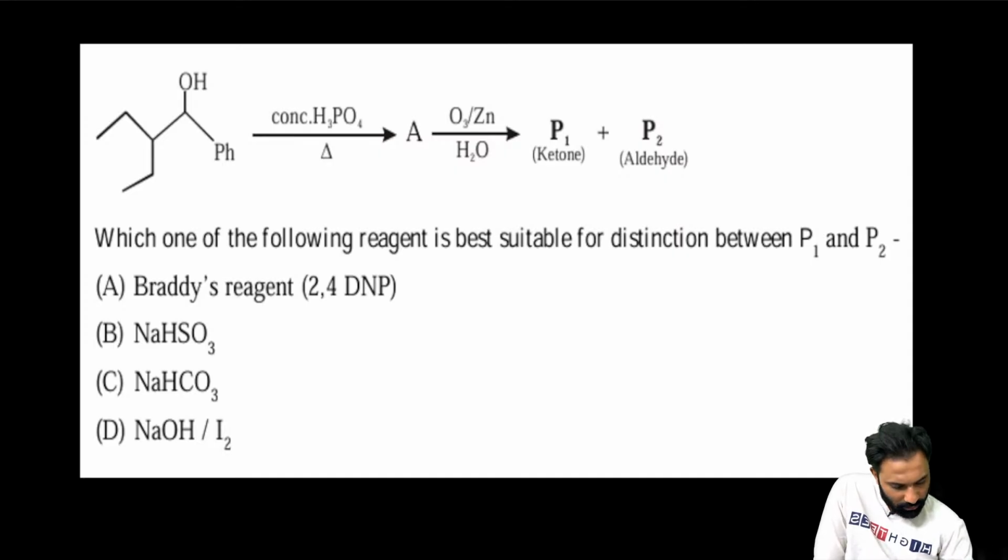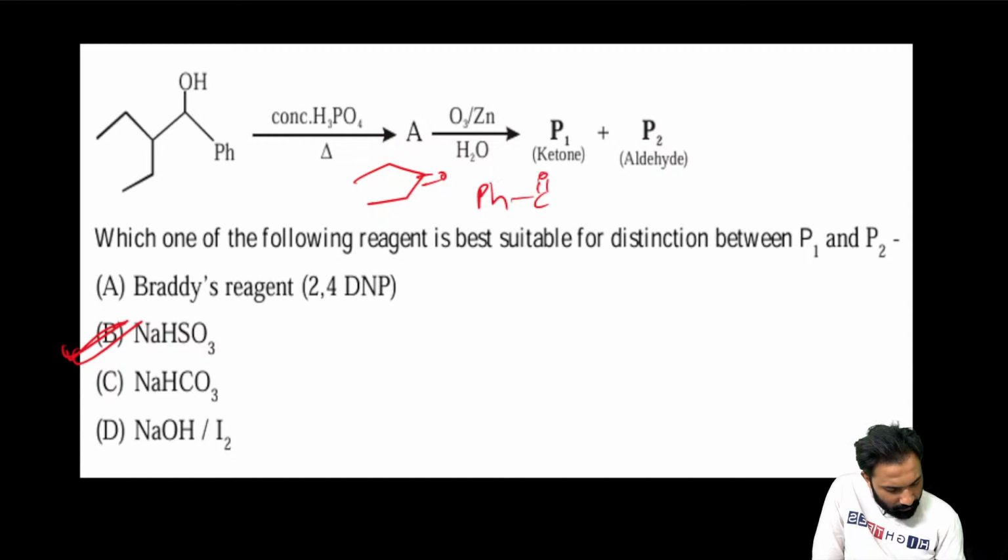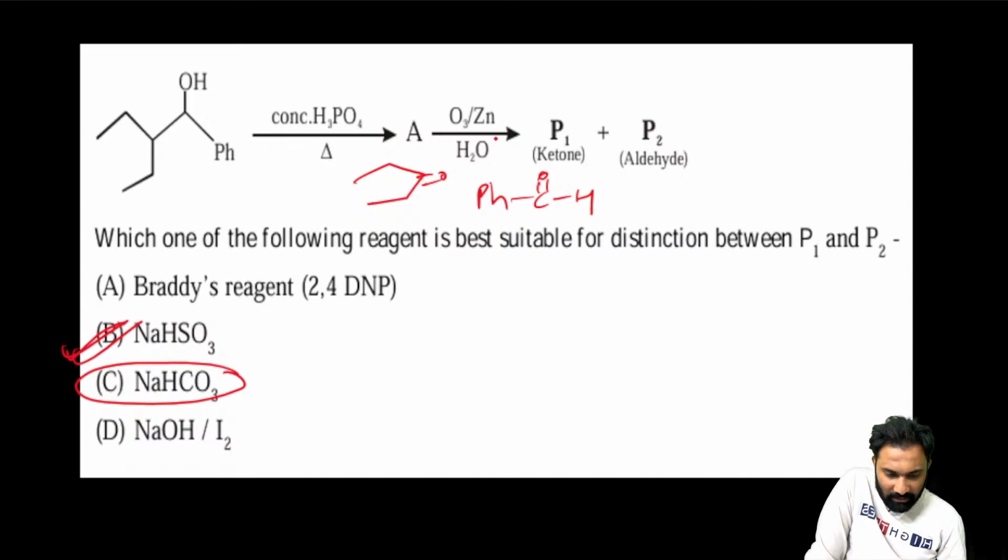Bisulfite. Yes, good. Answer is bisulfite. Now, here the A, it will give you the ketone, and the other will be the aldehyde. Upon the ozonolysis, one will give you the ketone and one will give the aldehyde. Now, for this ketone and aldehyde, Benedict's reagent is not that suitable. The sodium bicarbonate test will not react with any of these two.